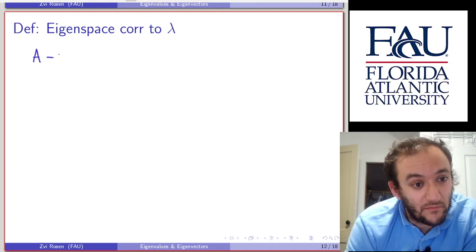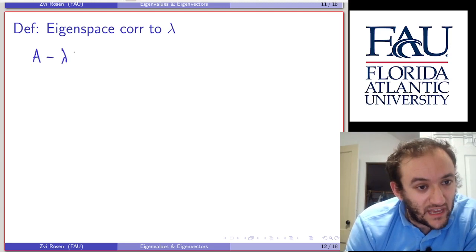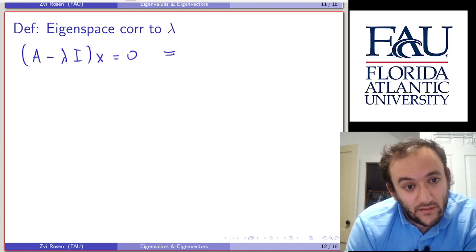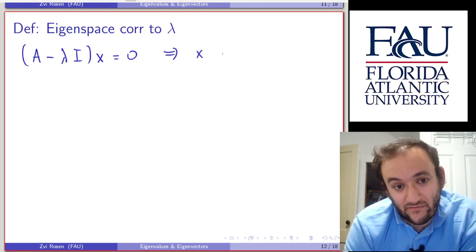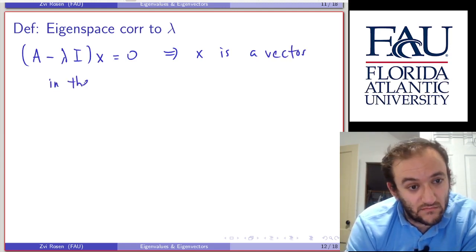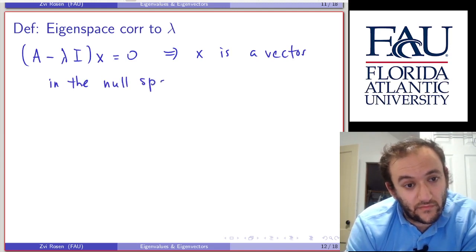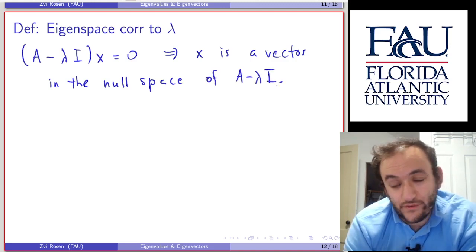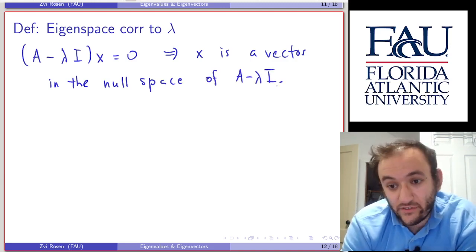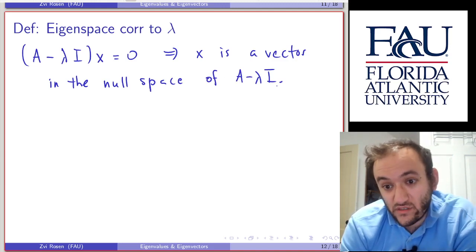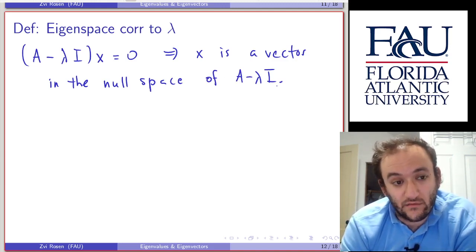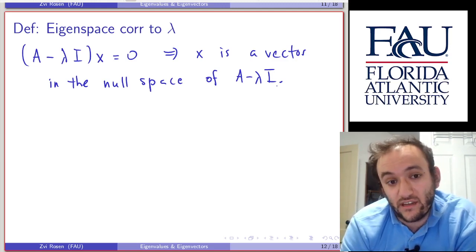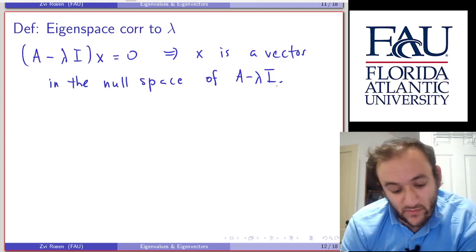So if A minus lambda I times x equals 0, this means that x is a vector in the null space of A minus lambda I. So finding vectors in the eigenspace corresponding to lambda, which is the set of solutions to this equation, is just the same as finding vectors in a null space.